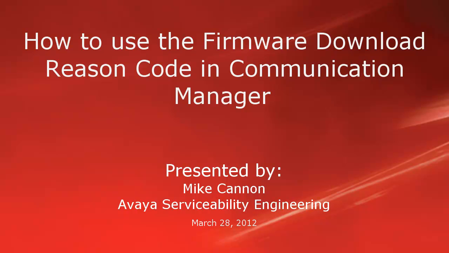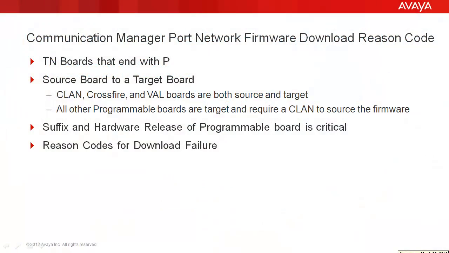Today's short video is on how to use the firmware download reason code in Communication Manager. Communication Manager Port Network Firmware Download Reason Codes. TN boards at MWP are considered firmware programmable boards. Updating firmware always requires a source board and a target board. The CLAN, Crossfire, and Val boards are both a source and target, which basically means they can update themselves. All other programmable boards are target and require a CLAN to source or push the firmware to them.